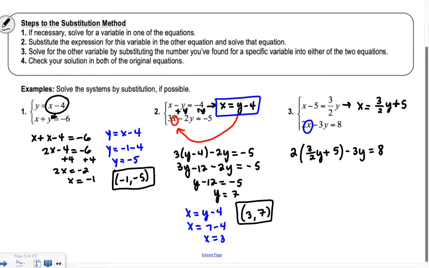We just continue to solve. So we're going to distribute our 2 in. When we do that, we have 2 times 3 over 2 is 3, so we get 3y. 2 times 5 is 10, minus 3y equals 8. You guys see that this one's a weird one? 3y minus 3y, it goes away. So we get 10 equals 8.